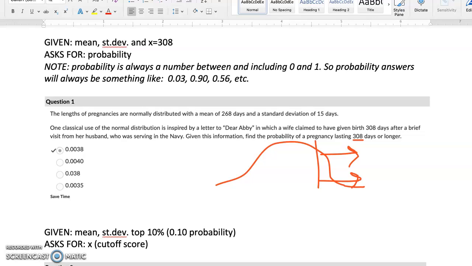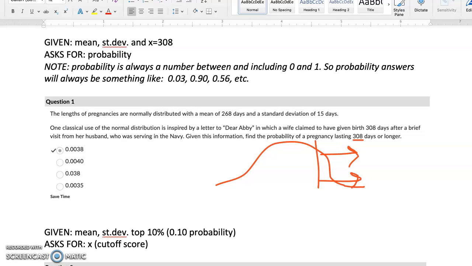And one thing I want to make sure you understand is that when you're talking about probability, it's always going to be a number between 0 and 1, so it'll always be in decimal form, even though when I get that number, I personally like to think of it as a percentage. So if I were to get 0.90, I know that means 90%. So given that problem, let's go into Minitab.